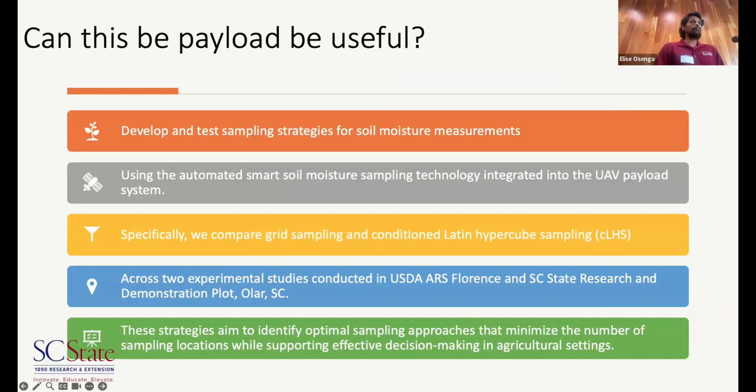So coming back to the most important question, can this payload be useful? And that's where I'm really all ears for the different stakeholders we have over here.